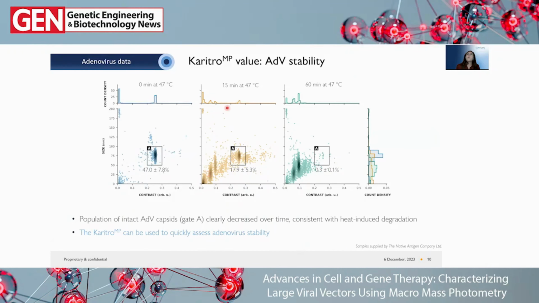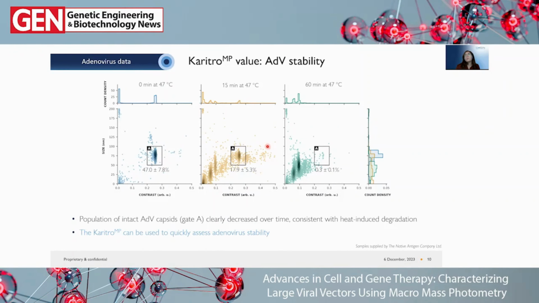I would like now to focus on the adenovirus stability measurement here, and what we are doing is a thermal degradation of adenovirus sample. So we've been heating the sample at 47 degrees Celsius for about an hour and monitoring what is happening to the adenovirus sample itself. At the 0 time point, what you see is about 47% of the counts in the gate A, so the adenovirus region. And one main population present there that would tell you that the sample is quite pure.